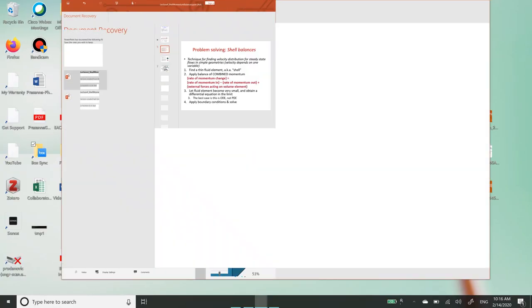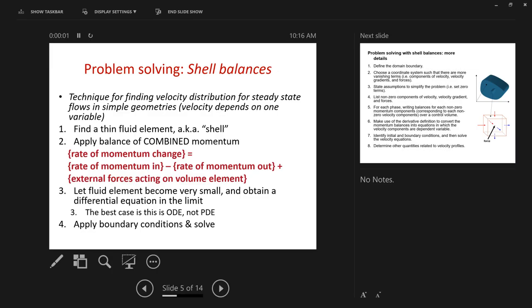We're going to introduce a method for solving problems called shell balances. Our ultimate goal is to find the velocity distribution. I also need pressure distribution to fully describe flow. But for most of these problems, we're going to focus on velocity distribution, and pressure will typically be relatively simple to find out, or given based on the boundary conditions.